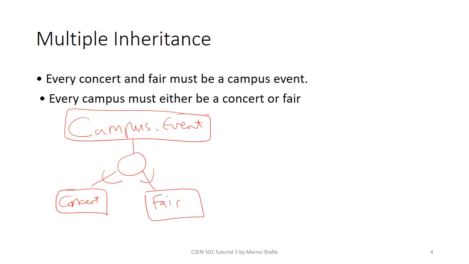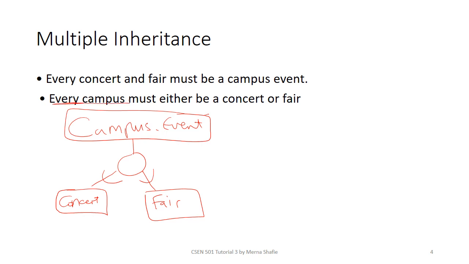And we have concert and fair as the subclasses. And we will draw the union cup looking upwards to the campus event because this is my superclass. Now, I will ask myself the very same two questions. Is it the case that all the campus events are either concerts or fair?